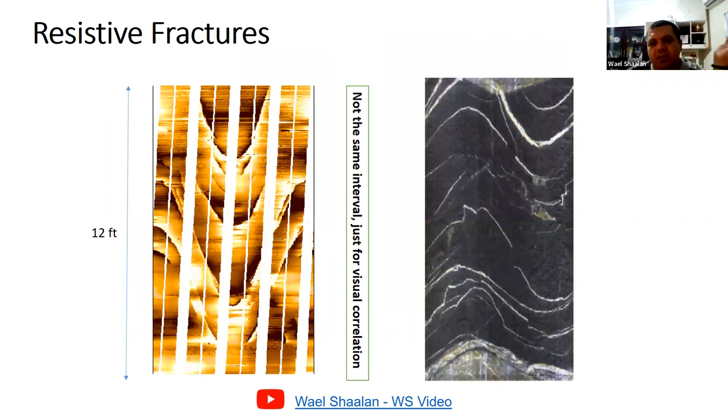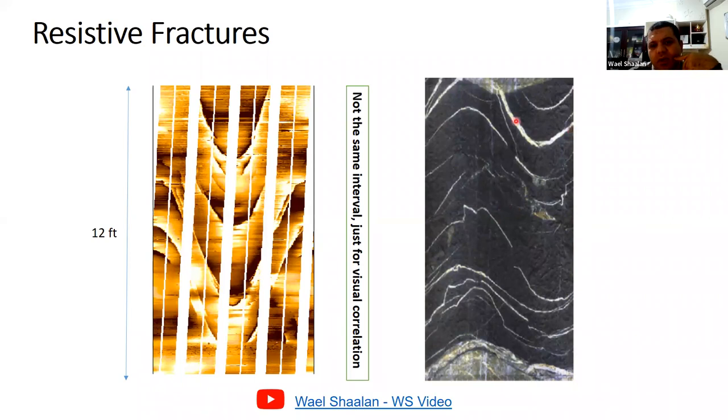The second type of natural fractures is the mineralized fracture or resistive fractures. Why do we call it resistive? Because this also is not the same interval. I do this for correlation, for visual correlation.